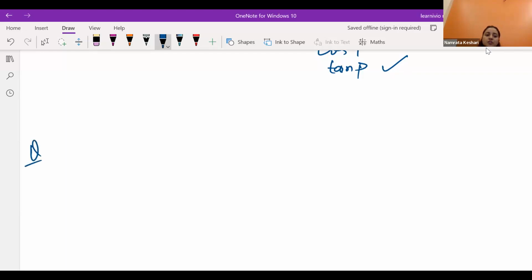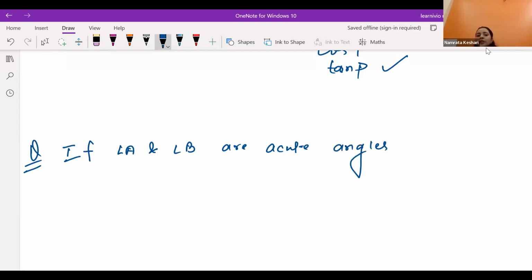Here the next question says, if angle A and angle B are acute angles. Acute angle means what? When we are taking a right angle triangle, there is a 90 degree angle, and only then are we going to call it a right angle triangle. Then can you relate that the remaining two angles will, of course, be acute angles only? Yes or no? Yes. Because the angle sum property of a triangle says that the sum of all the interior angles is 180 degrees. So if one of the angles is 90 degrees, the sum of the other two will also be 90. That means the other two are acute angles only. Right? So here the question says that A and B are acute angles, that means C is the right angle, right?